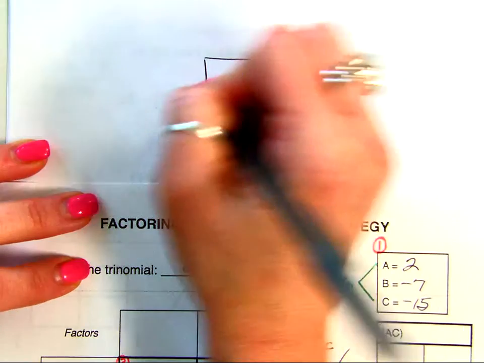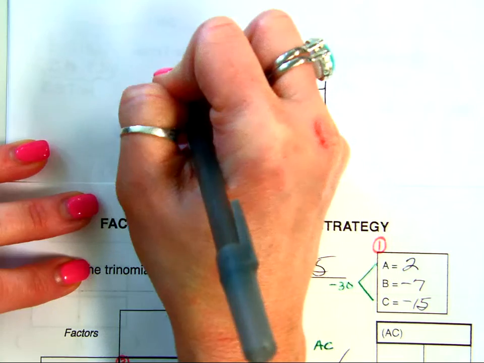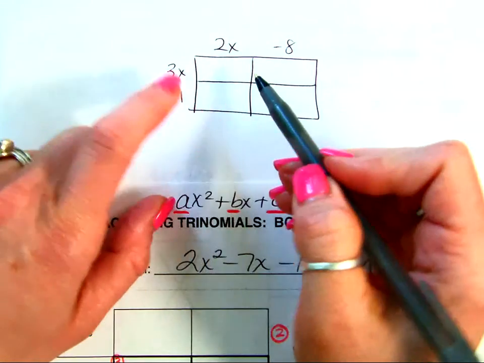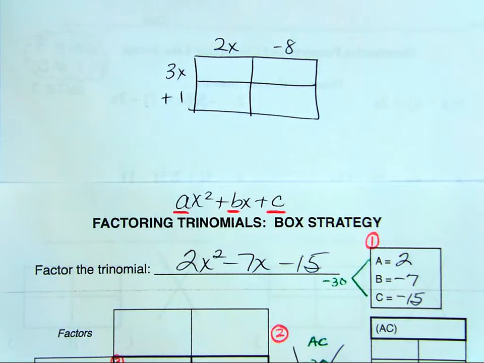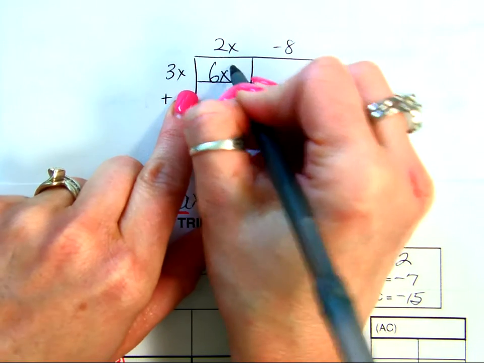Because something's missing in that box. If I had a 2x minus 8 and a 3x plus 1, okay? I just want to show you we're undoing the box. How many of you did the box method when you did it? Okay? When you multiplied them, didn't you do these two, and that's what made your x squared term?